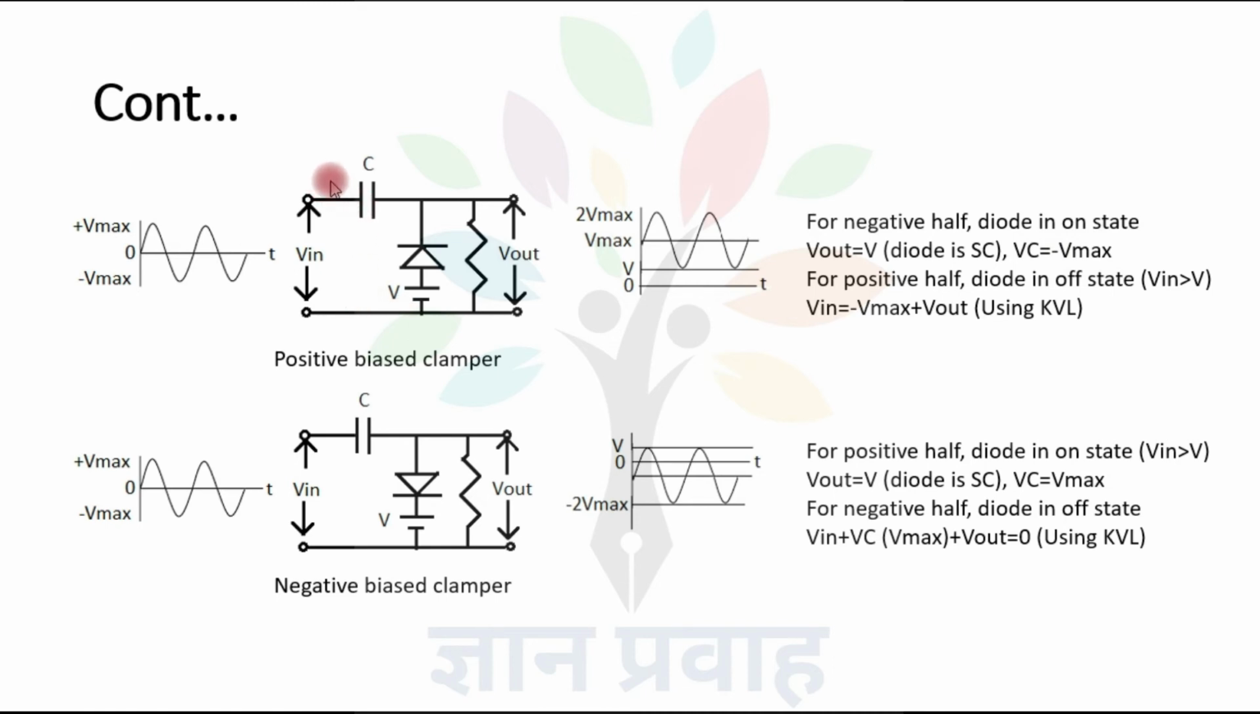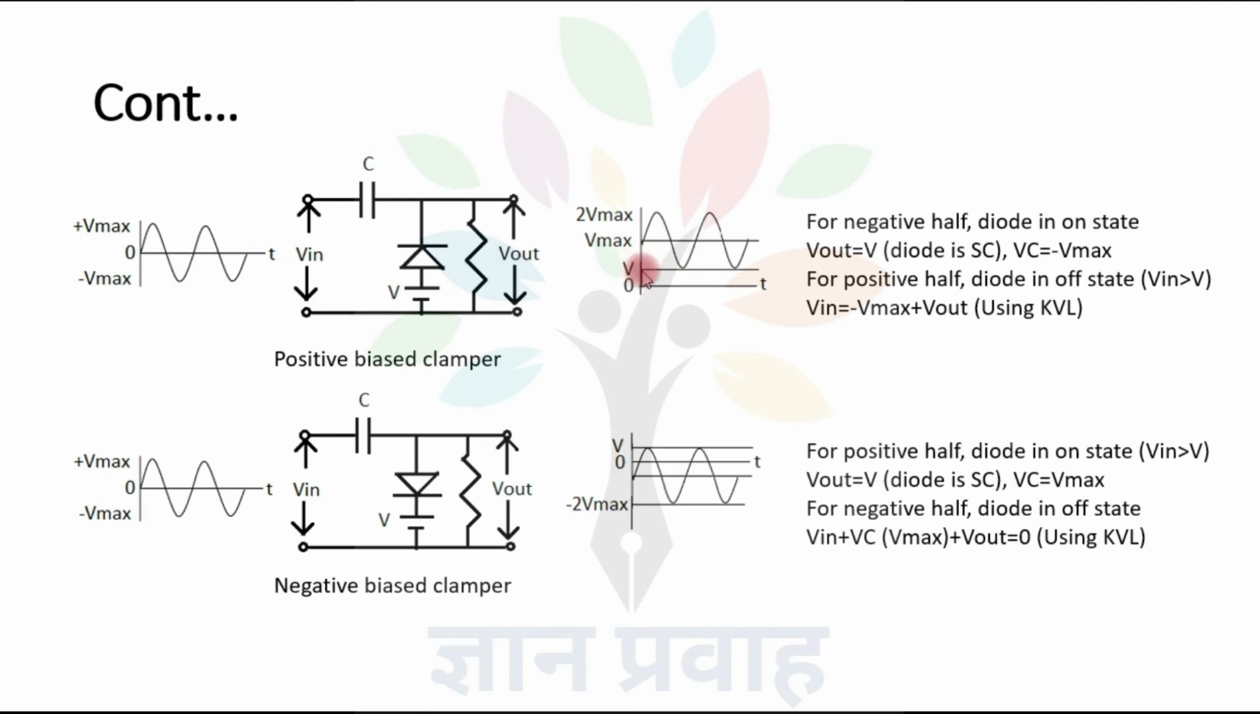For the positive half, this terminal is positive, this one is negative. It means the diode will be in reverse bias when the input voltage is greater than V. So by applying Kirchhoff's voltage law in this loop, Vin equals Vc plus Vout, and Vc is here minus Vmax. So Vin equals minus Vmax plus Vout. So Vout equals Vin plus Vmax, and the maximum value of Vin is Vmax. So Vout for the positive half is twice Vmax. So the waveform is shifted like this.